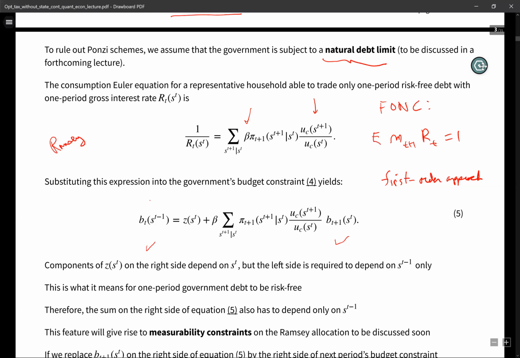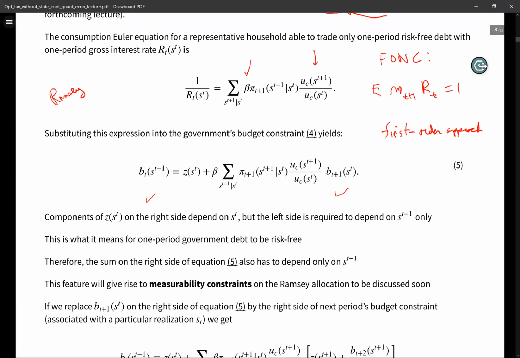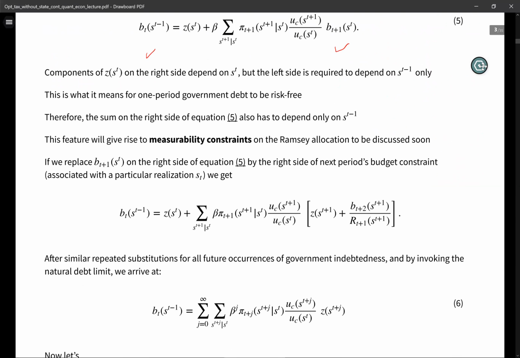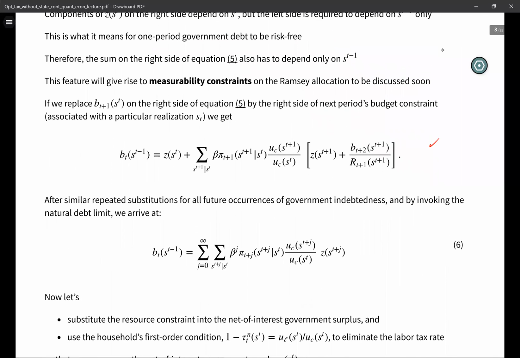This is a difference equation. It's tempting to solve it forward, which we will. So we'll just go through some mechanics. It's described a little bit here, but you've all solved difference equations forward. If you have not, tell me and I'll give you some notes on it. But just by repeated substitution, here's the first step. If we repeatedly substitute and we invoke the natural debt limit to rule out a Ponzi scheme, we're going to get the following expression, which is a classic one.